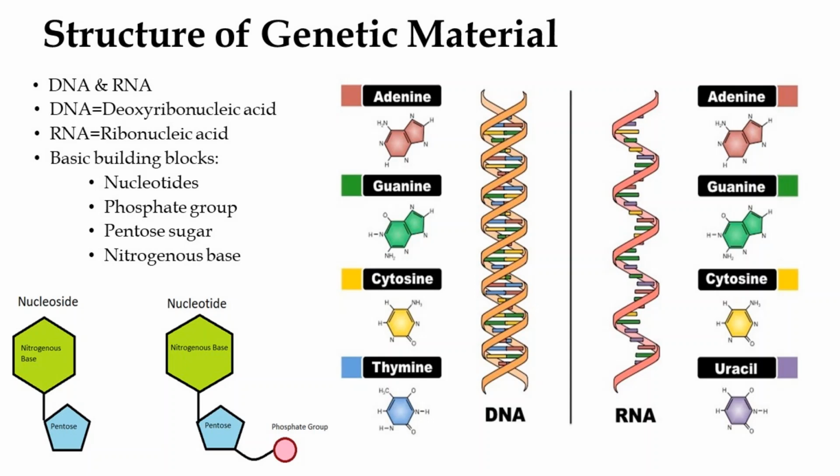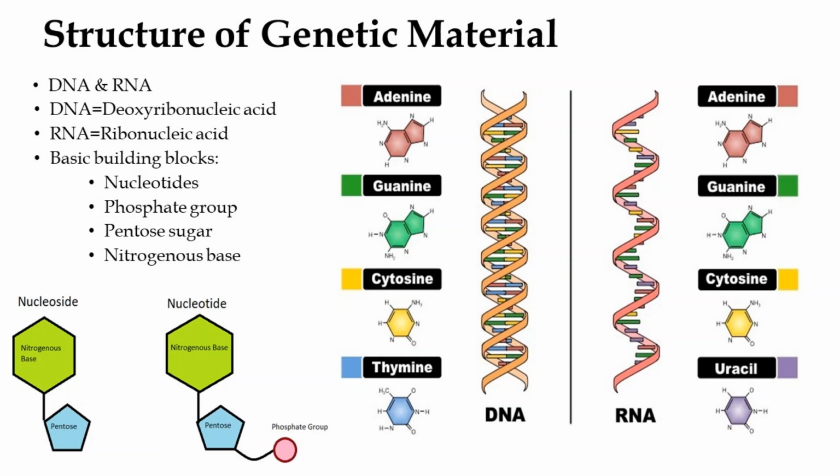So, nucleotides and nucleosides. When you have a nitrogenous base attached to a pentose sugar, it's ideally called a nucleoside. A nucleotide is a nitrogenous base with a pentose sugar and a phosphate group attached to it. So, you have a nucleotide and a nucleoside.